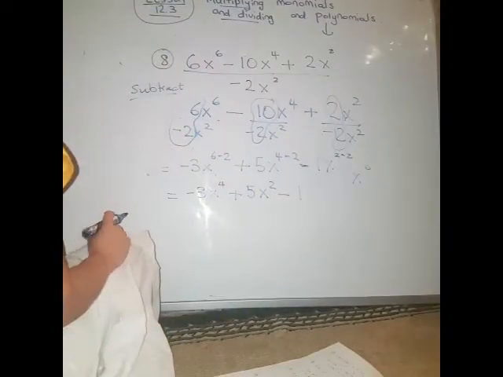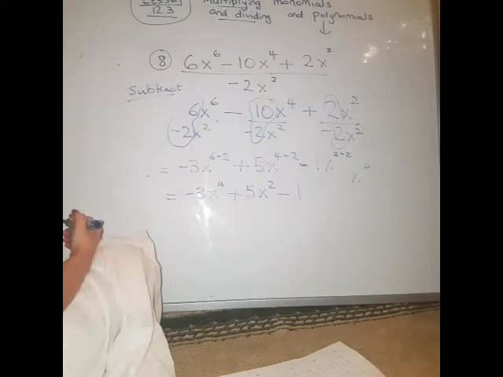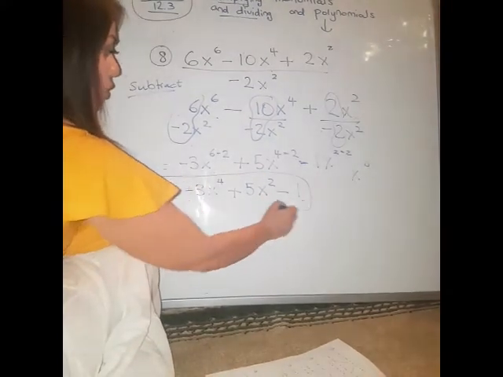What does x to the 0 mean? A 1. So I just leave the 1 as it is. This is my final answer for division.